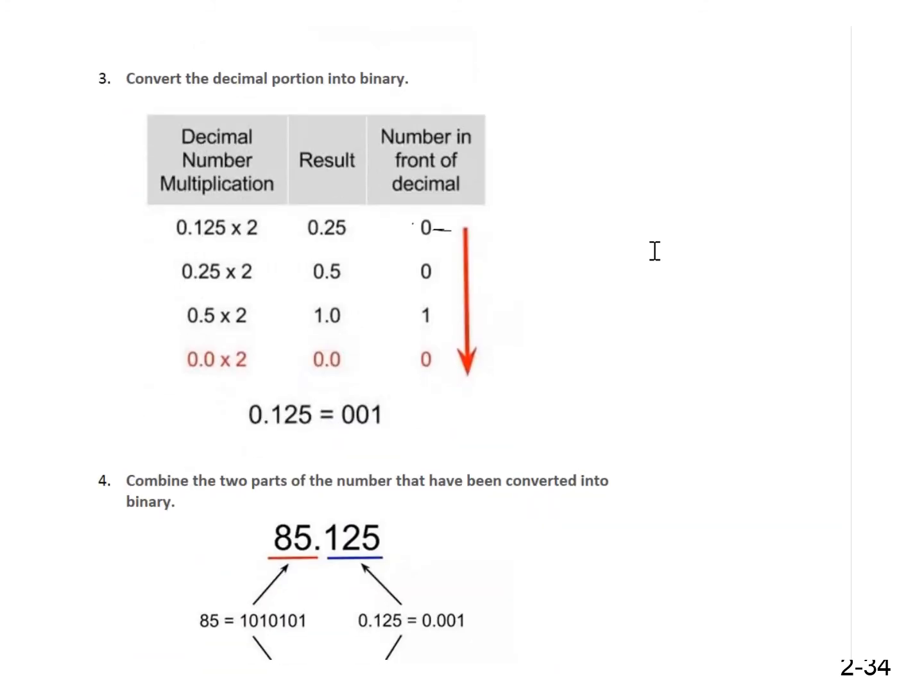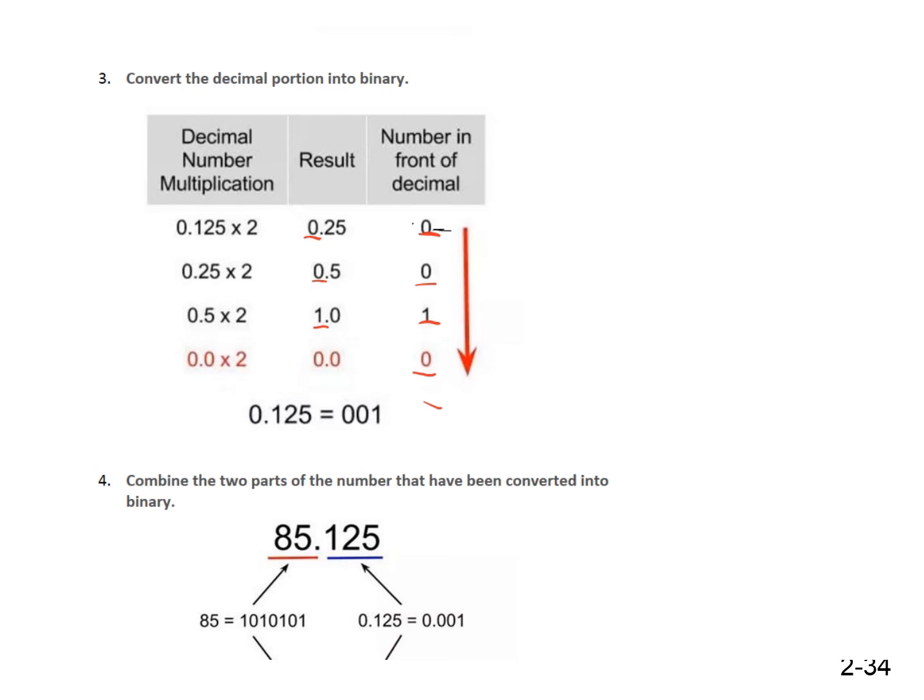The decimal portion is done by a series of multiplications by 2. So 0.125 multiplied by 2 is 0.25. We're going to take the whole number component, put it over here. 0.25 times 2 is 0.5. There's the 0. 0.5 times 2 is 1.0. Put the 1 over here. And then we have 0, and it would be 0, 1.